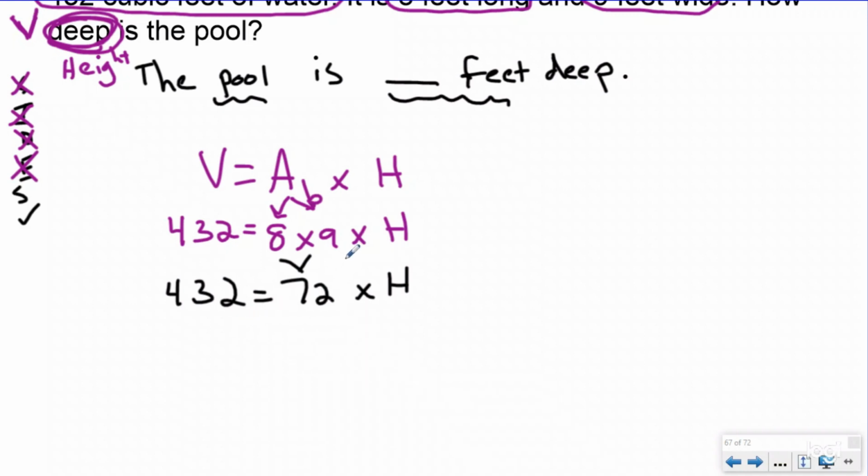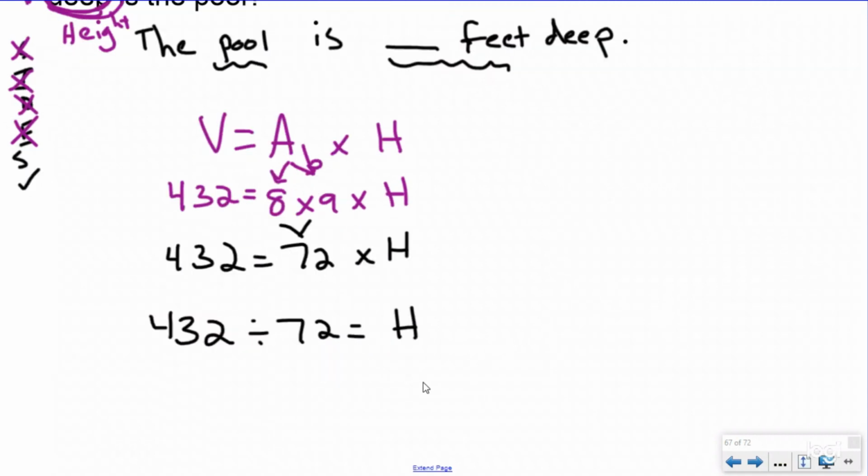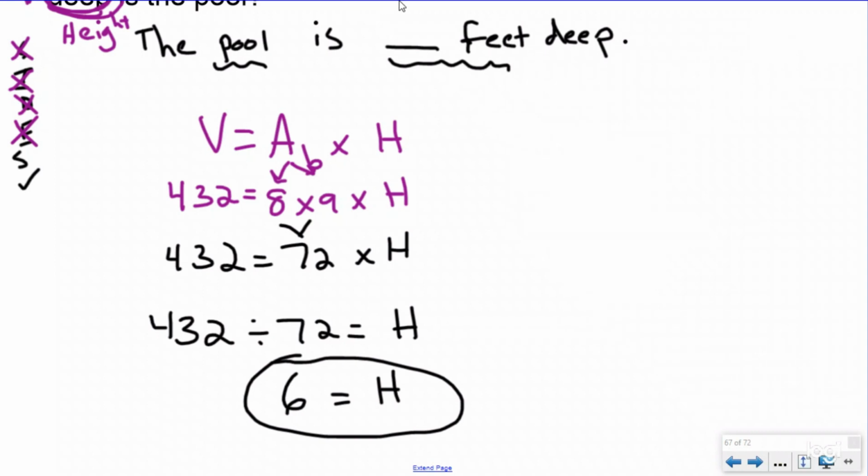Now, if it's not a multiple choice test, or if you feel comfortable dividing, you should be able to solve for a missing factor by using the fact family knowledge and rewrite this as 432 divided by 72 equals H. Remember, multiplication and division are fact families. They're inverse operations of each other, so you can rewrite them as each other by moving around the numbers. When you divide 432 divided by 72, you get an answer of 6. The height is 6 feet, which means the pool is 6 feet deep.